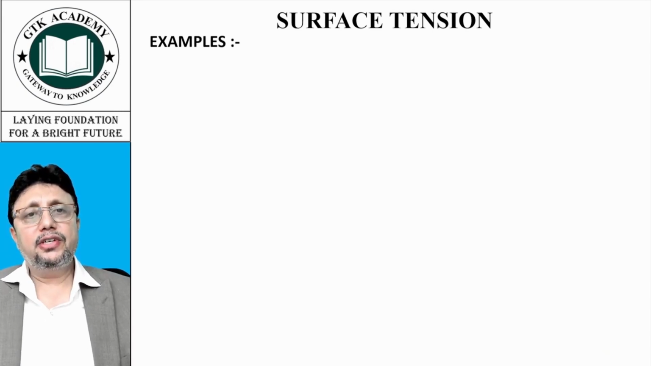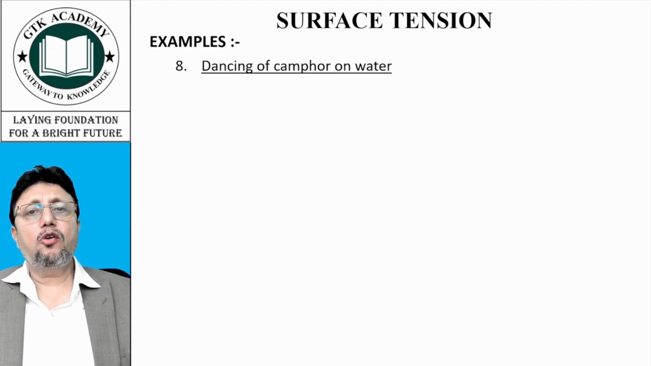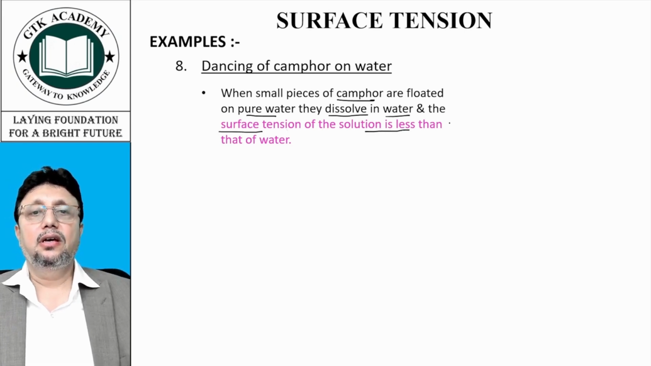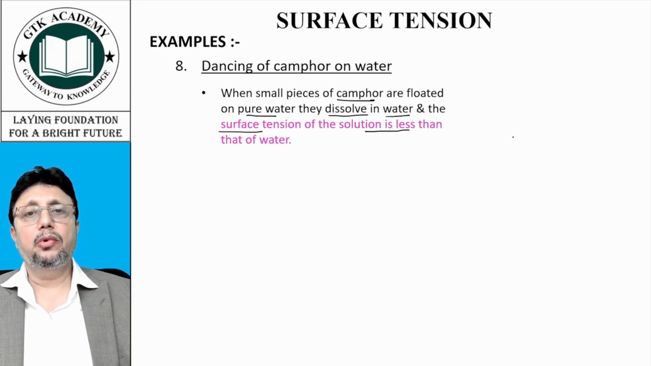One more interesting example is dancing of camphor on water. When small pieces of camphor are floated on pure water, they dissolve in water, and the surface tension of the solution is less than that of water because it's sparingly soluble. And we have said that surface tension is reduced.